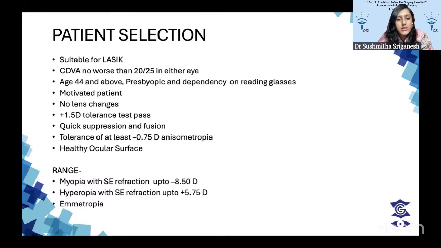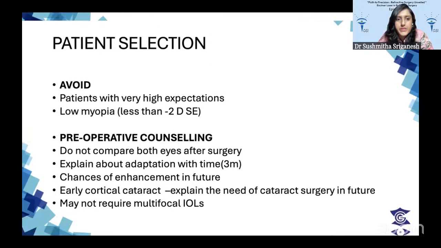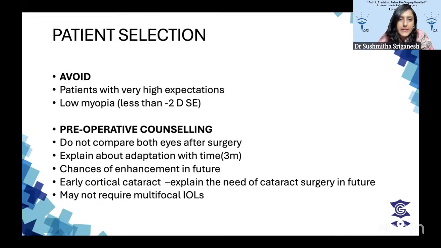So in Presbyond, the range for correction is -8.5 diopters for equivalent myopia and +5.75 diopter hyperopia, and it can also be performed in emmetropes. We should avoid it in patients with very high expectations and low myopia less than -2 diopters. Preoperative counseling should be given priority. We should inform the patients not to compare both the eyes after surgery, explain about adaptation, which can take up to 3 months, and chances of enhancement in the future.